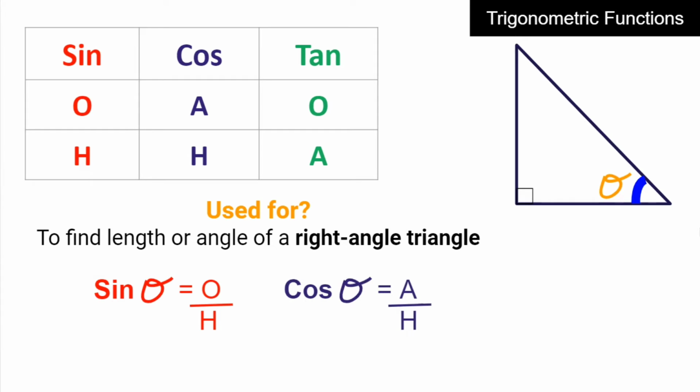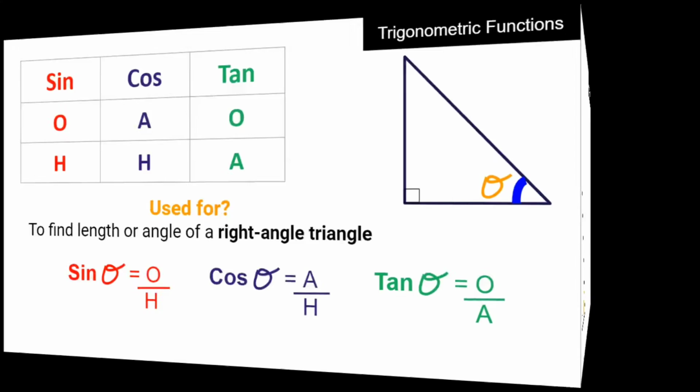Similarly, cos theta is equal to A divided by H, or adjacent over hypotenuse. And then similarly, we have tan theta equals opposite over adjacent. So this is how you implement the sine cos tan table. You need to know that with sine, cos, and tan, you always have the angle, and then after that you follow what the table says. So it says O and H, so O and H divided with each other, A over H and O over A. So this is how you go about.